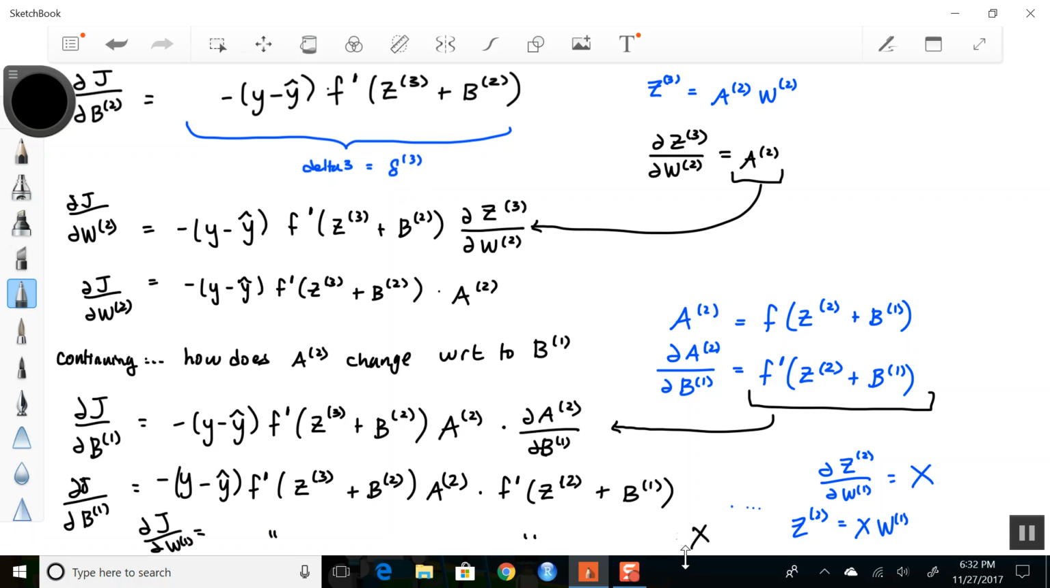And then dJ dW2: is there anything in here that changes with respect to W2? And the answer is yes. The value Z3 changes with respect to W2, by being a product of A2 and W2. And what is A2? A2 itself is this thing. This is what I've written here, because this is how we've written it in the forward propagation. But if you want to say, what is this thing actually equal to? It's actually equal to all of this.